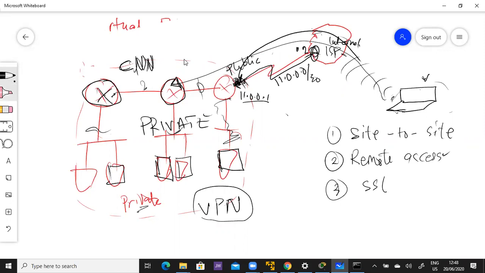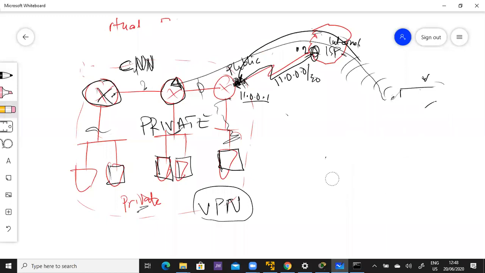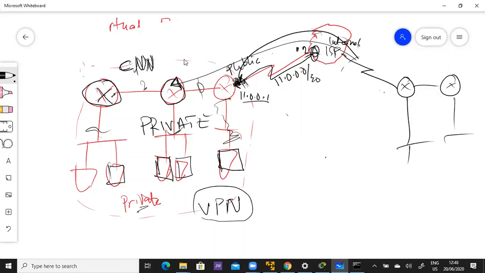What about the site-to-site VPN? If you talk about site-to-site VPN, then you're talking about two companies. So let me add another company here. So this is company one, CNN. And let's assume there is another company here, also with a private network over here.